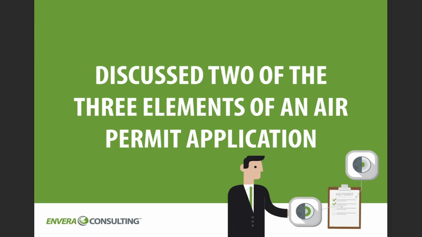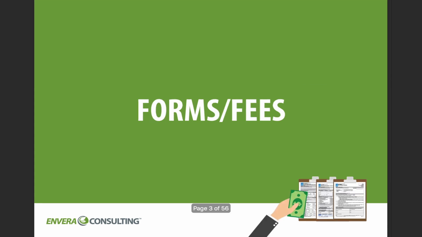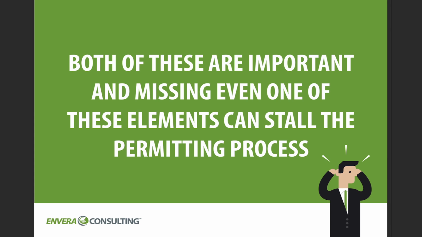In the previous two lessons, we talked about two of the three components that make up a complete permit application. We talked about forms and we talked about fees. Both of these elements are important, and missing even one of them can stall the entire permitting process. So it's important to have all the elements in place when you submit your permit application.